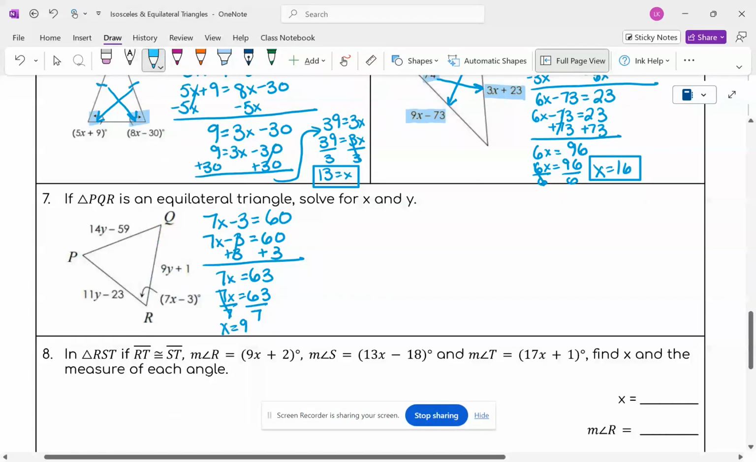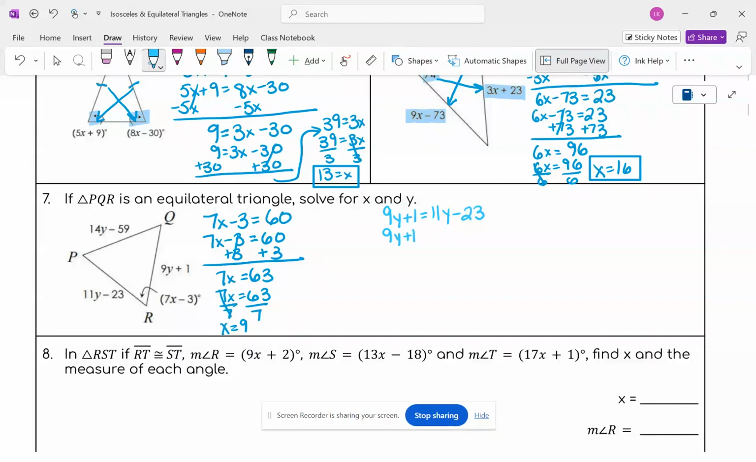To solve for y, because this is equilateral, you can pick any two sides you want, set them equal to each other. I'm going to use 9y plus 1 and 11y minus 23. You should get the same value for y regardless of which two sides you pick. And if you're not sure, you can double check my work.